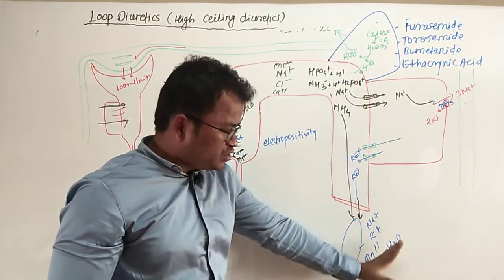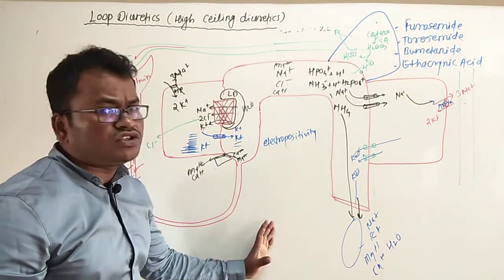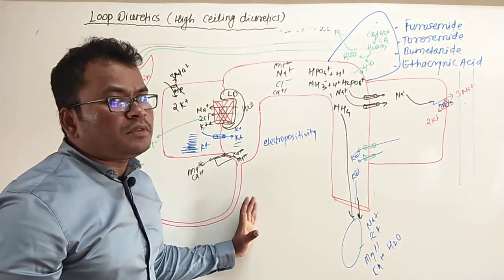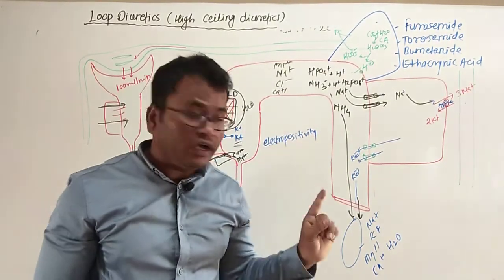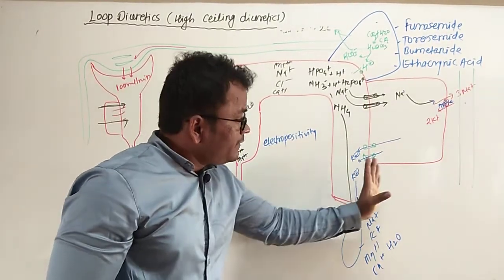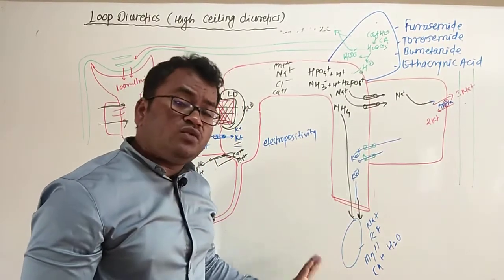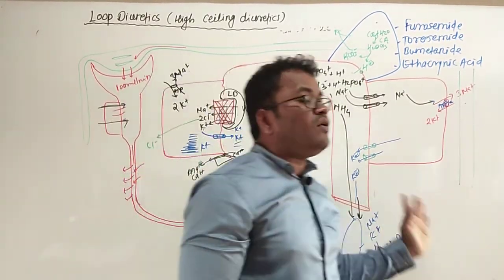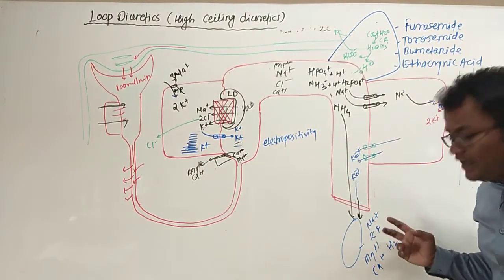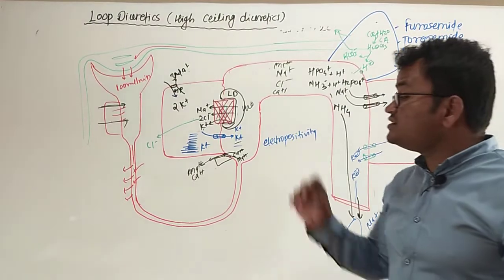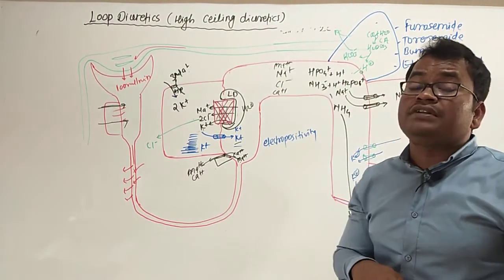So this is the actual physiology of how the loop diuretics act. Okay, so this is the normal physiology. If you understand the normal physiology, then we see the next point. What are the side effects? What are the contraindications of these loop diuretics, and what are the uses of the loop diuretics?